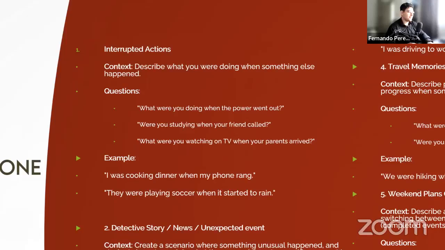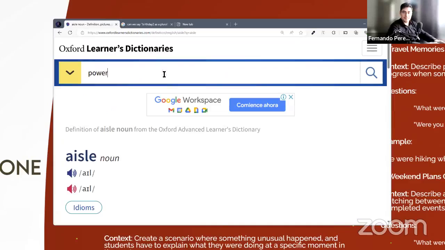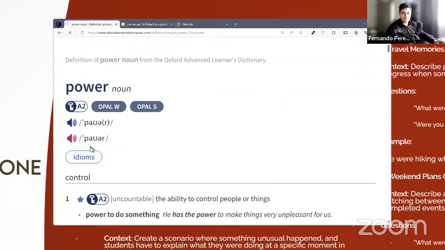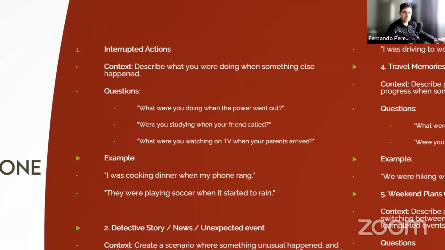Were you studying? Pronunciation. Power went. Exactly. No power. Power. When the power went out. Correct. Were you studying when your friend called? What were you watching on TV when your parents arrived?